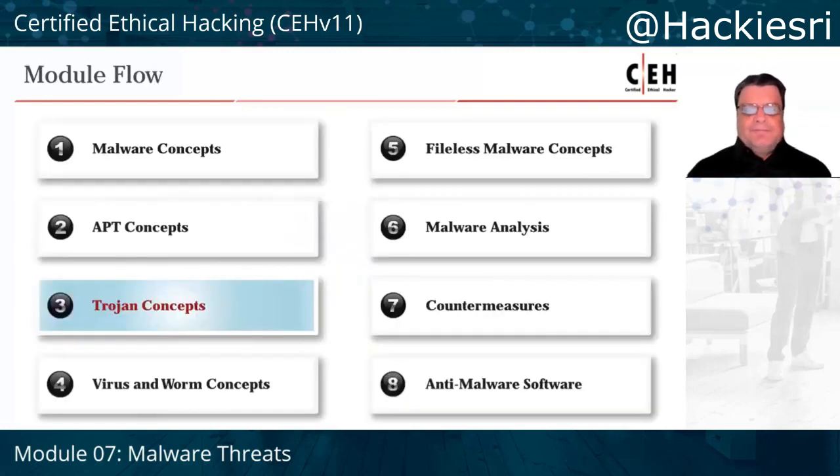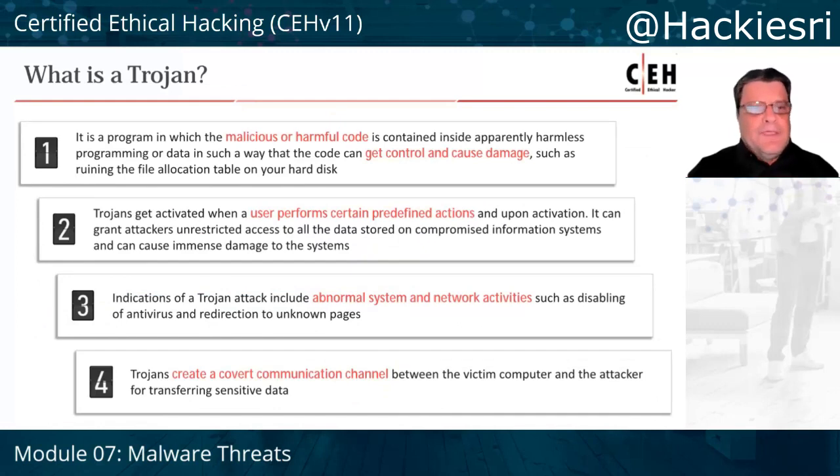Trojan concept. What is a Trojan? It is a program in which the malicious or harmful code is contained inside apparently harmless programming or data in such a way that the code can get control and cause damage, such as ruining your file allocation table on your hard disk. Secondly, Trojans get activated when a user performs certain predefined actions, and upon activation, it can grant attackers unrestricted access to all the data stored on compromised information systems and can cause immense damage to those systems.